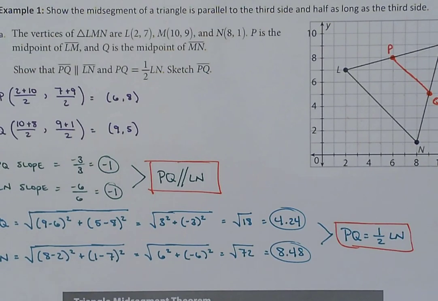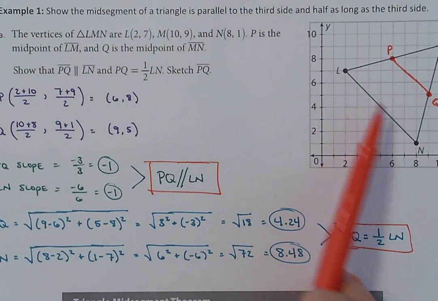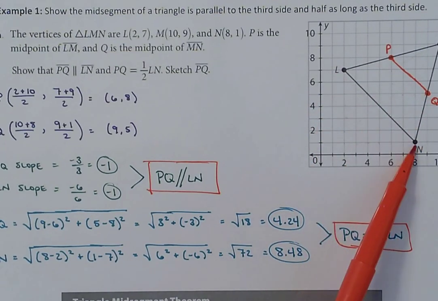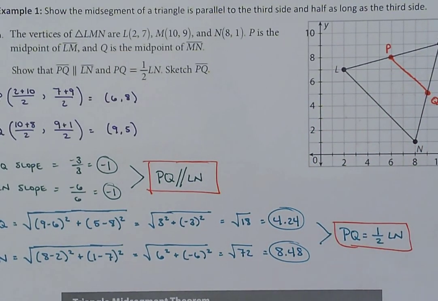So that is the brief, quick overview of example 1 that shows that PQ is parallel to LN and that PQ is equal to half the length of LN. So instead of running through that step by step and taking 15 minutes to do it, I just want to briefly run through it and talk about it as I did, just to show you how it works and that it does work.